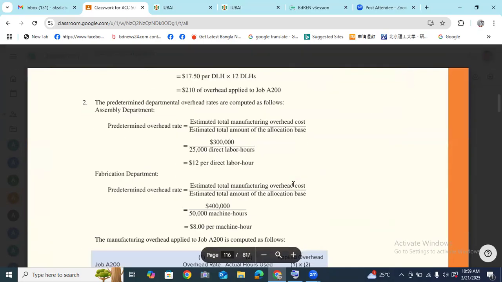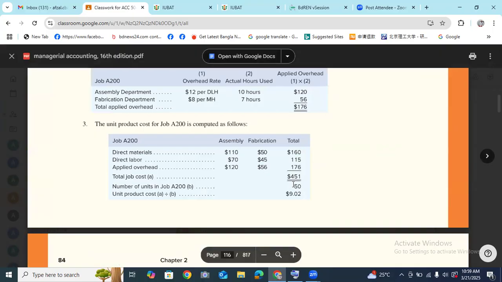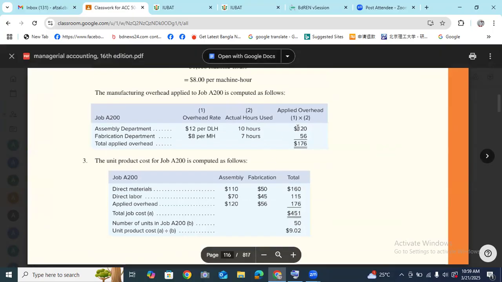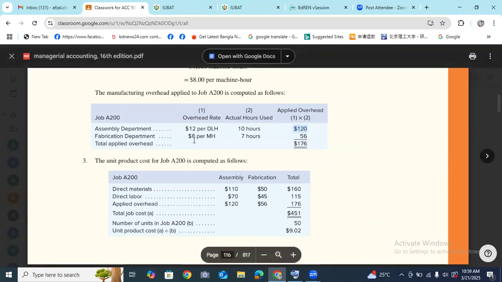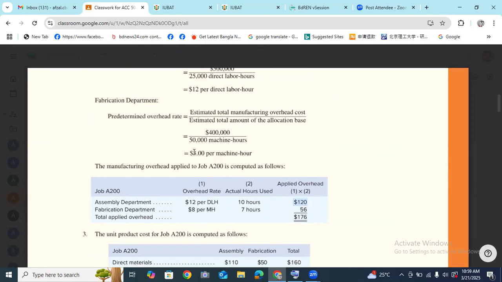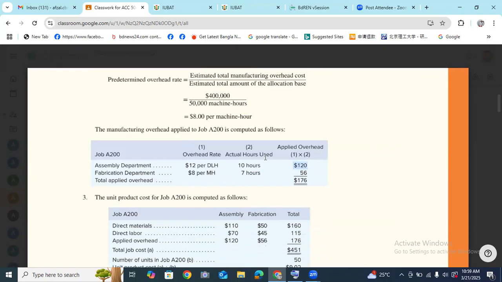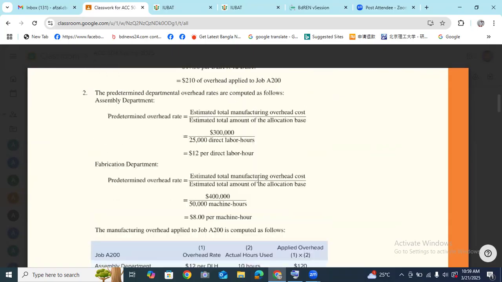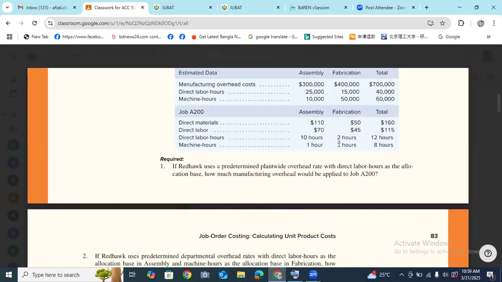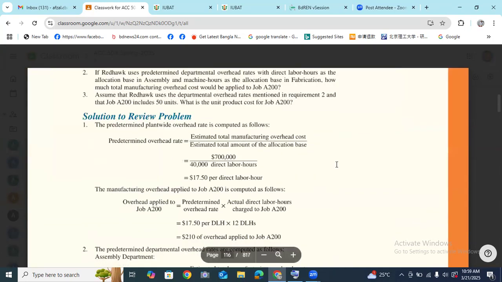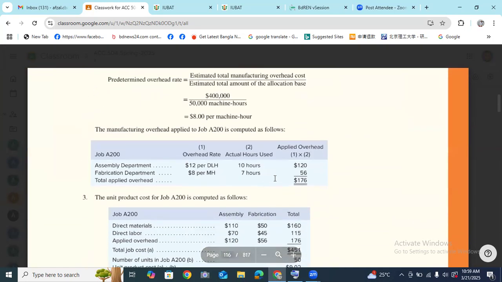Now, the total there is 120. For the fabrication department, 8 per hour, which we computed here. Now actual hours used is 7 hours. How do we get this? This is machine hours, 7 hours for fabrication. Now multiply by 7 hours. This is 56. Total 176.